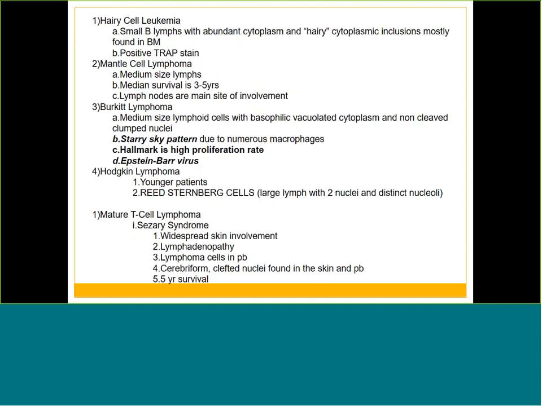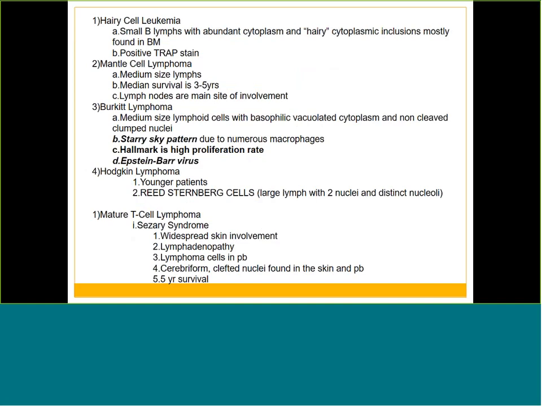Hairy cell leukemia is a chronic B-cell leukemia. You get hairy cytoplasmic protrusions from the lymphocytes, which is why we call it hairy cell. And again, the key stain to diagnosing that is TRAP. Mantle cell lymphoma, there's not a lot to know on this one. It's more medium-sized lymphocytes, but a very severe lymphoma, only about a 3 to 5 year survival.